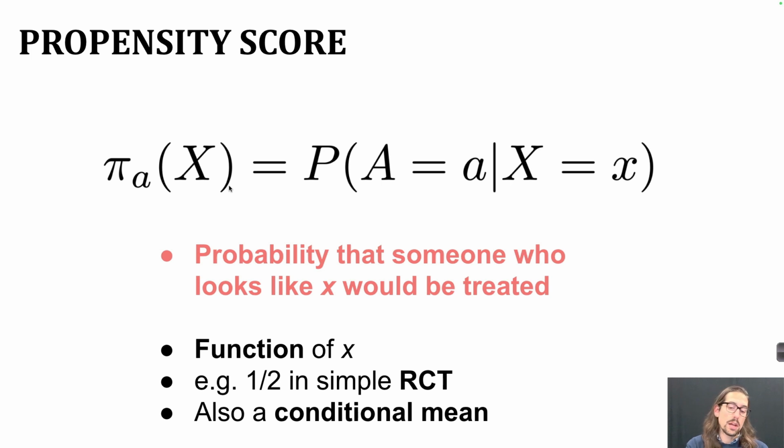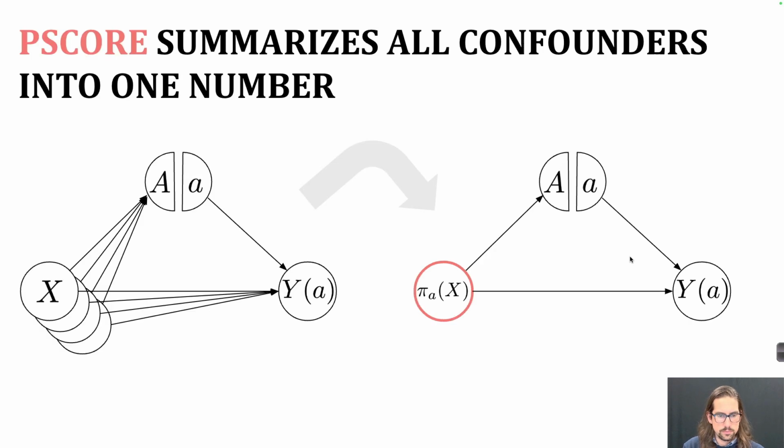This is also, by the way, a conditional mean, because I can write this as the conditional mean of the indicator of A equals a, given X. So it's a conditional expectation, as well as a probability, because A is a binary variable.